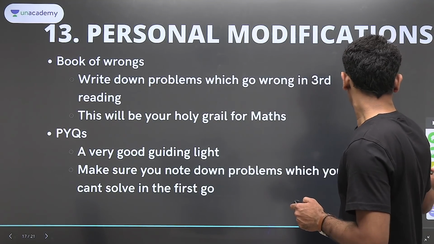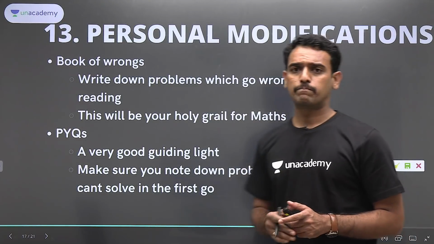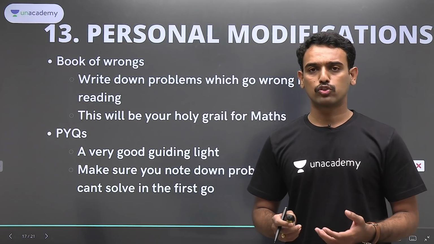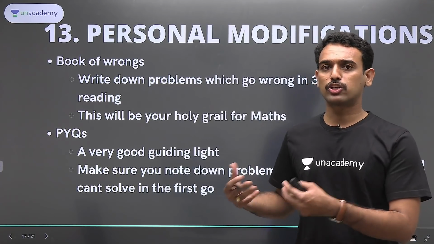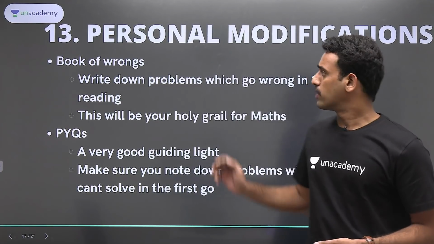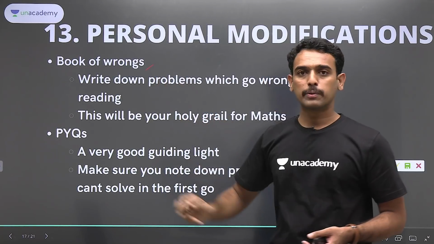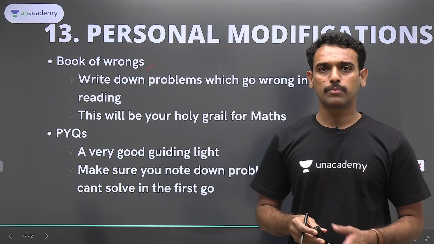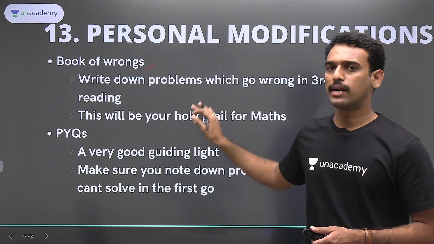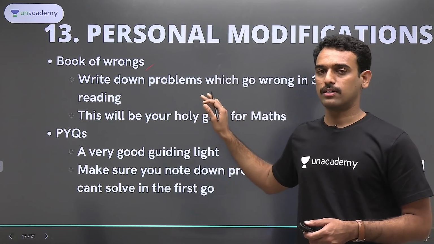Now, personal modifications. These are some things that I have learned over the experience of the past 3 years during both my attempts, and these are some things that I have actually applied. First of all is the book of wrongs. If you remember Karnavati Varun sir, who was All India rank 7 in the 2018 attempt, this is something that was recommended by him, and it helped me wonders in this particular attempt.